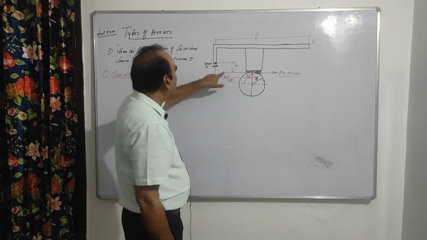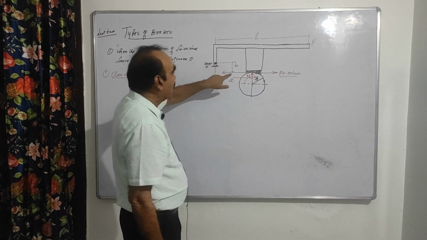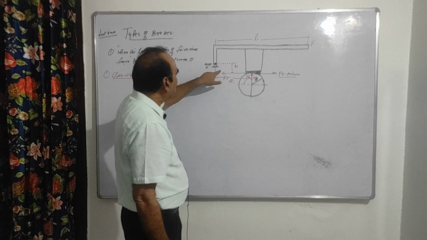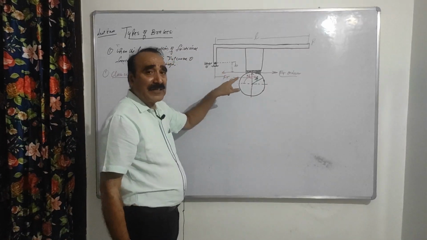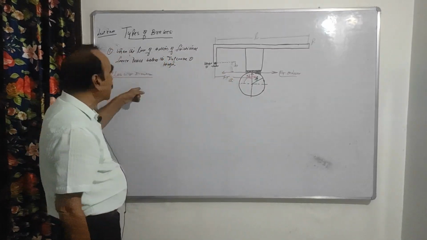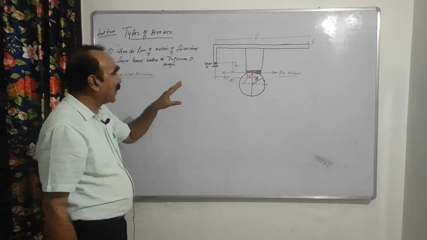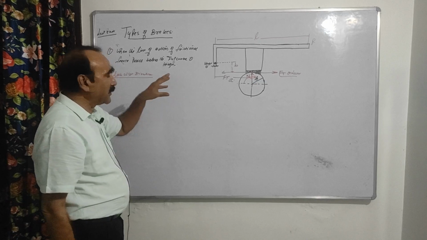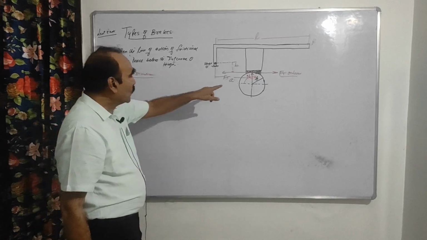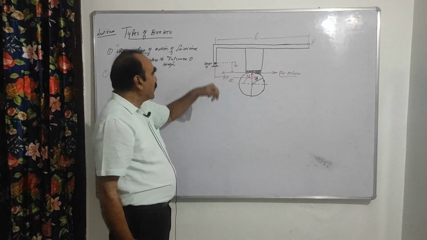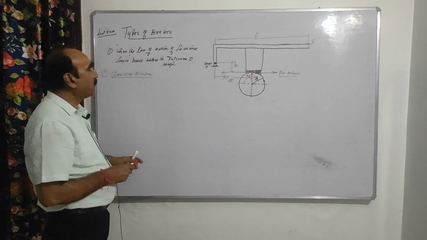So it is not passing through the hinge. This is your hinge. It is passing below the hinge. This is the condition. In the second case, this is the condition when the line of action of forces is not passing through the hinge, but passes below the hinge. So this is the case. It passes below the hinge.